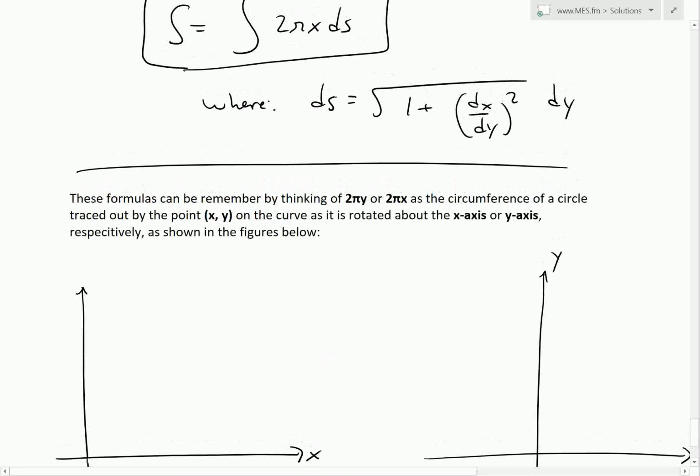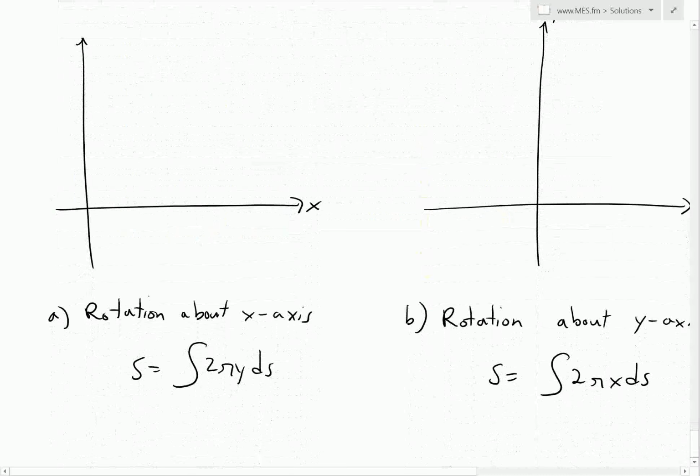Now these formulas can be remembered by thinking of 2 pi y and 2 pi x as the circumference of a circle traced out by the point x, y on the curve as it is rotated about the x-axis or the y-axis respectively. As shown in the figures below, which I will draw out. So the first one, rotation about the x-axis: S is the integral of 2 pi y ds.